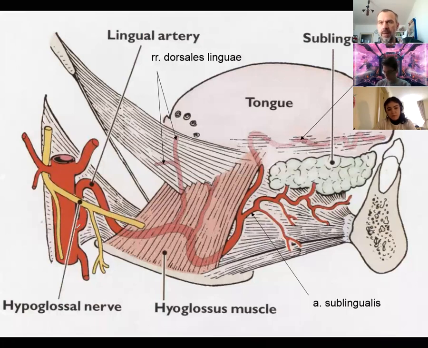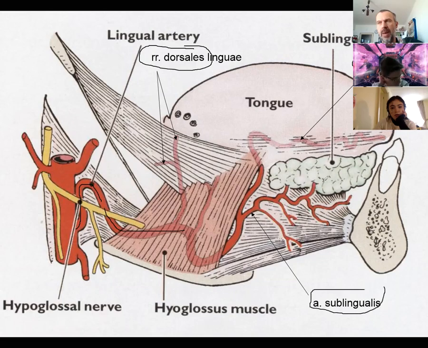The lingual artery runs behind the hyoglossus muscle, giving the dorsal branches to the dorsum of the tongue, giving the deep branches inside, and giving the sublingual one, which supplies the floor of the mouth, of the oral cavity, together with the sublingual and submandibular gland. So this is the branching.